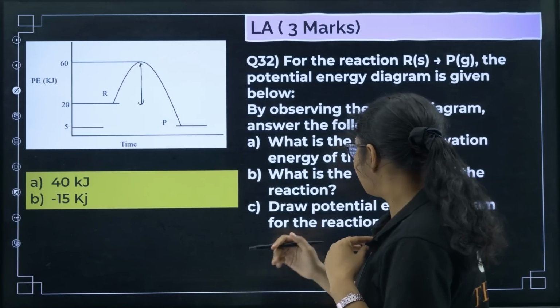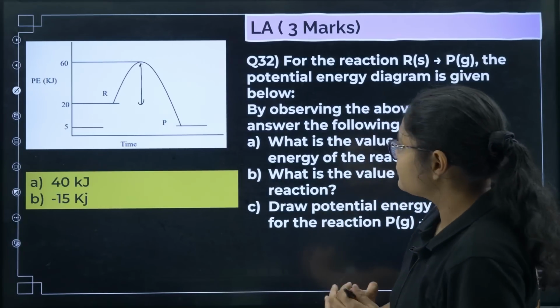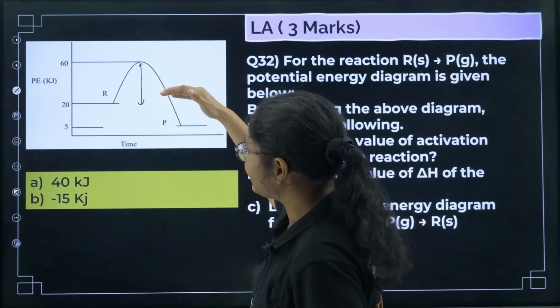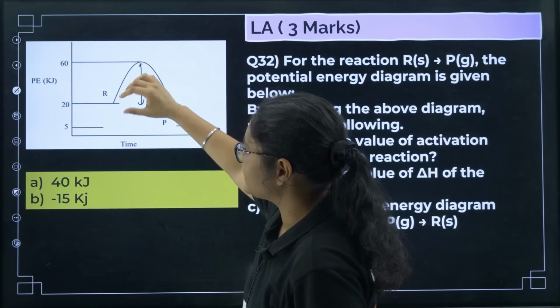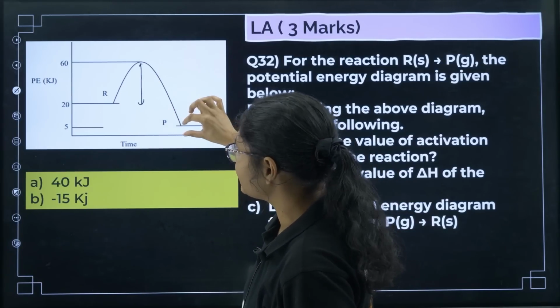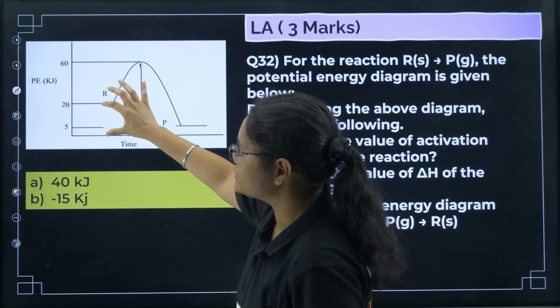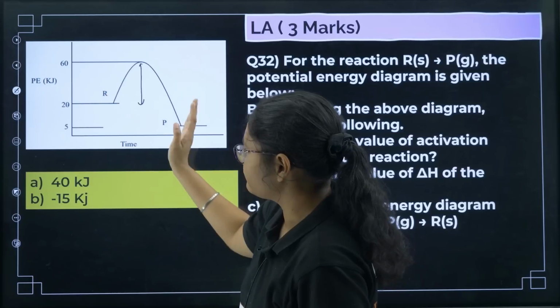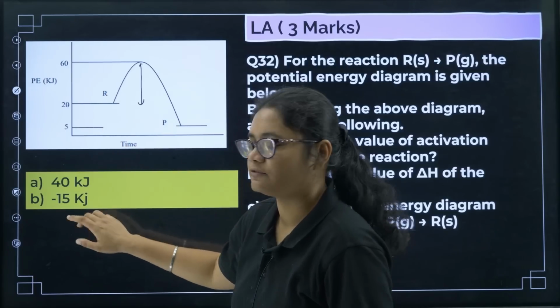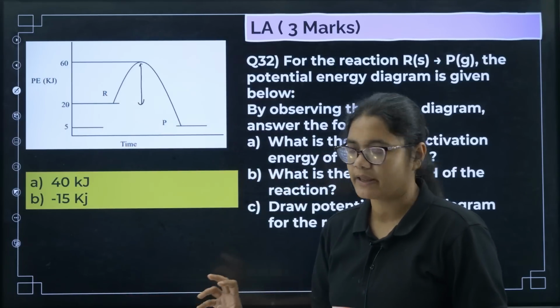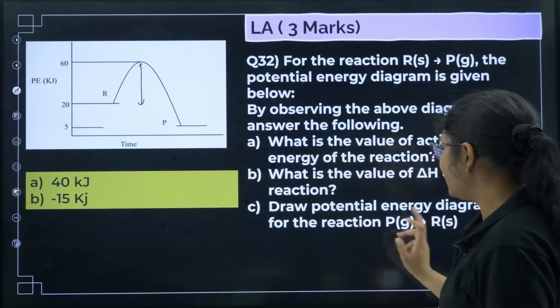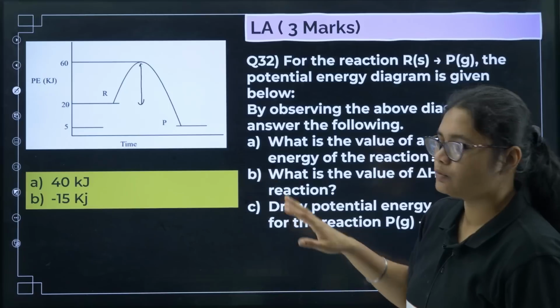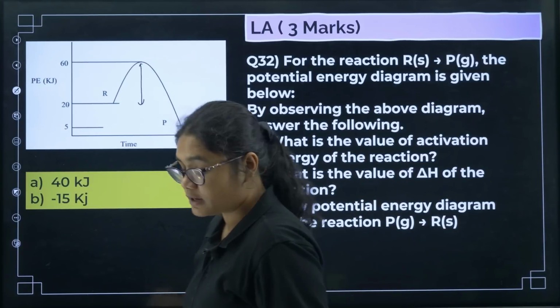Next we have: what is the value of delta H of the reaction? Delta H is the energy of the products minus the energy of the reactants. This is the energy of the products and this is the energy of the reactant, so 5 minus 20 is minus 15 kilojoule per mole. Next question: draw the potential energy diagram for the reaction P to R.